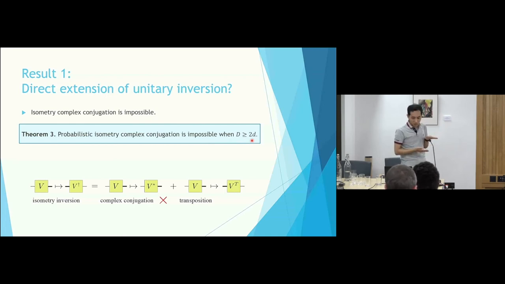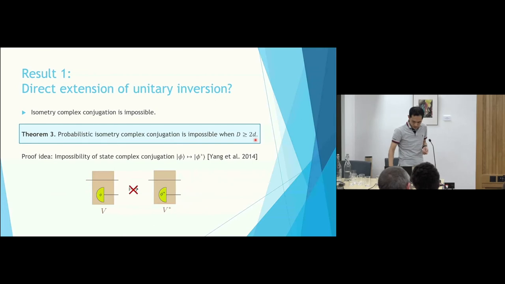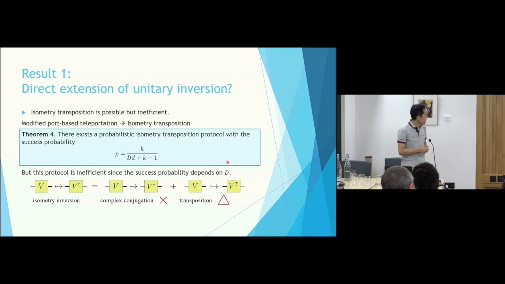But we already know from some other people that it's impossible to do probabilistic complex conjugation of states. So the message is that if you can do probabilistic isometric complex conjugation, that implies that you can do probabilistic state complex conjugation, which is known to be impossible. Two just comes from the fact that that's the smallest dimension of the ancilla that I can have, the qubit. That's the smallest thing you can have. So this is the result that talks about the impossibility of state complex conjugation.